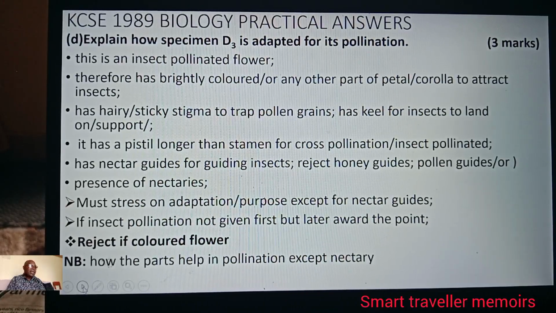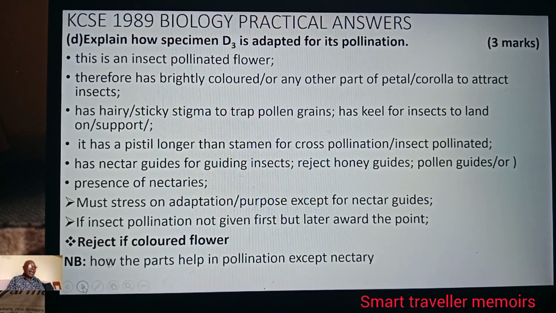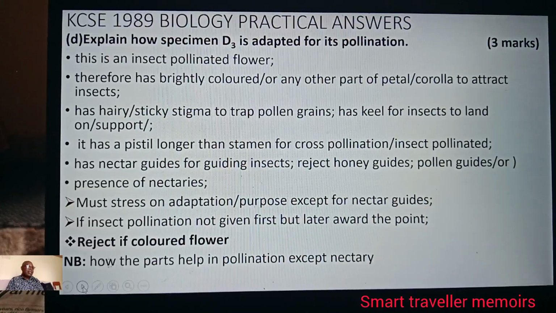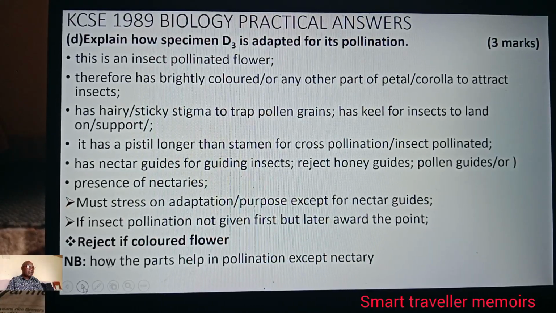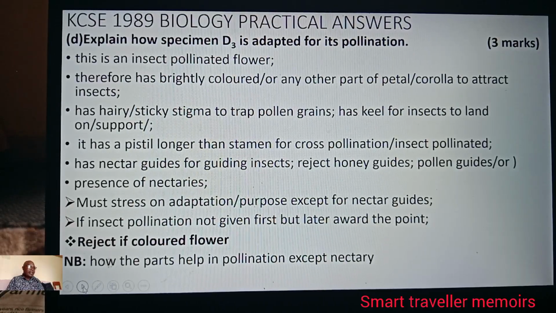Next, has hairy sticky stigma to trap pollen grains, has keel for insects to land on or support, a tick. It has a pistil longer than stamen for cross-pollination or insect-pollinated, a tick. Has nectar guides for guiding insects, tick. Reject honey guides. Pollen guides. All right. Also presence of nectaries.